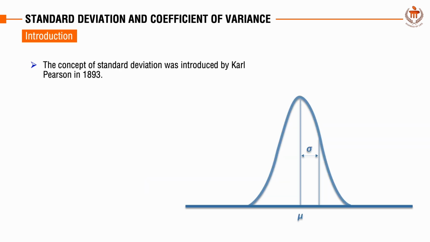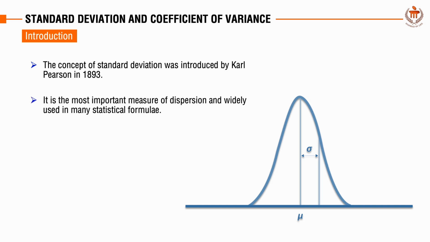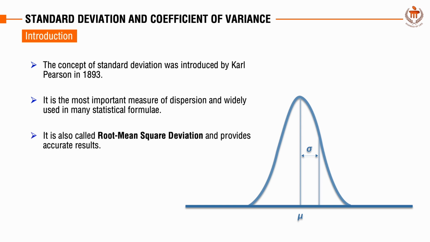Going further in standard deviation, the concept of standard deviation was introduced by Karl Pearson in 1893, and it is the most important measure of dispersion and widely used in many statistical formulas. It is also called root mean square deviation and provides accurate results. The square of standard deviation is called variance.